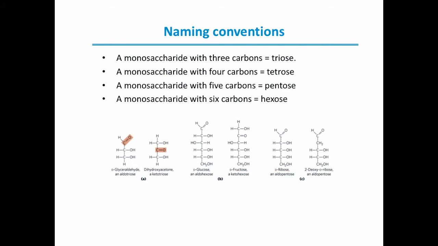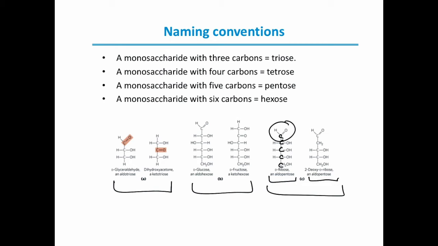So if you have a monosaccharide with 3 carbons, it's a triose. With 4, it's a tetrose. With 5, it's a pentose. And with 6, it's a hexose. So here are some examples of triose, hexose, and pentose. Notice the pentose here, there's 1, 2, 3, 4, 5 carbons. And this is an aldehyde, so it's an aldopentose. This is also an aldopentose.